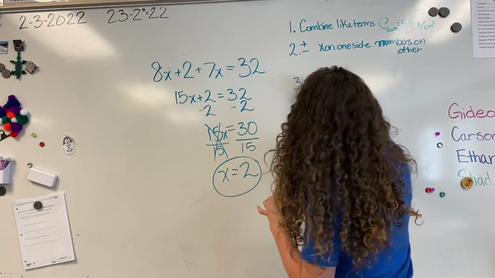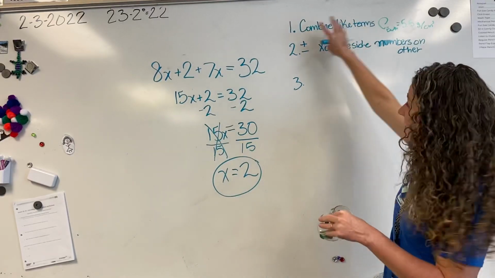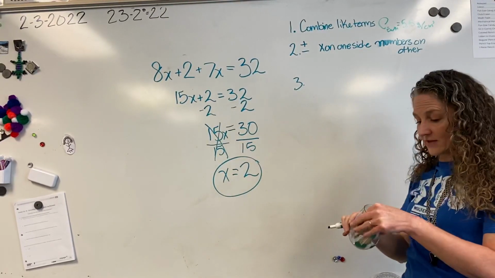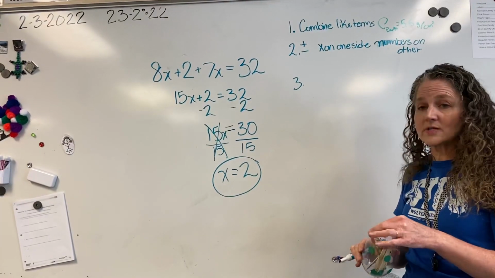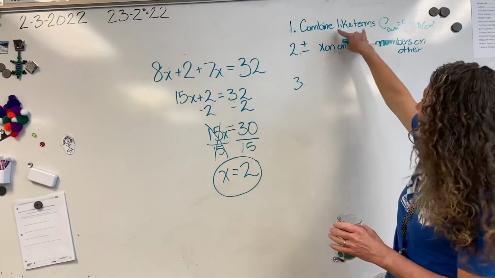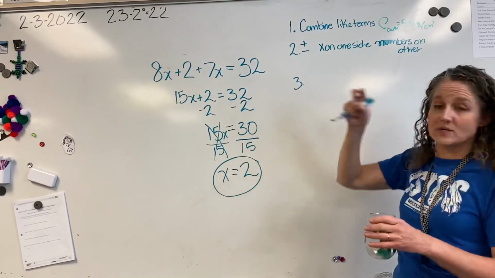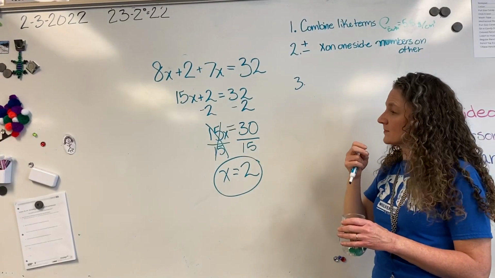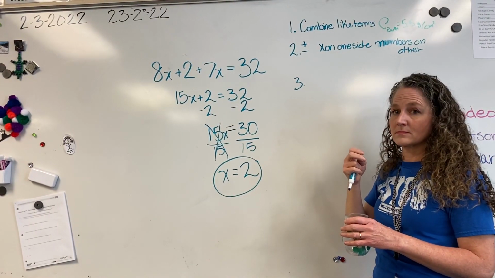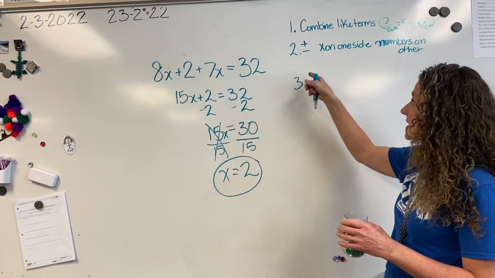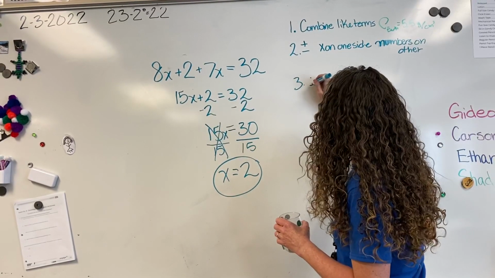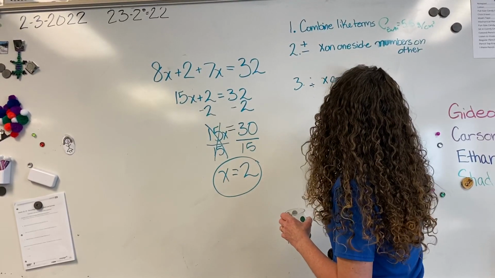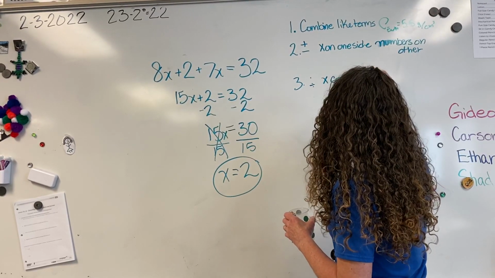And then third, what do we do? So first we combine like terms. Then we add or subtract to get the x on one side and the numbers on the other. And then what do we do last? First we combine, then we add and subtract. What do we do third? We're doing it backwards. So after we add and subtract, we multiply and divide to get the x completely alone.